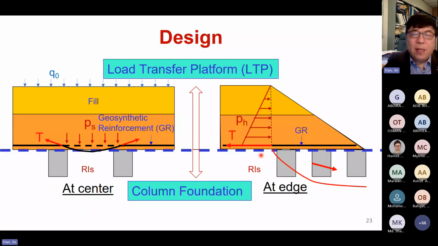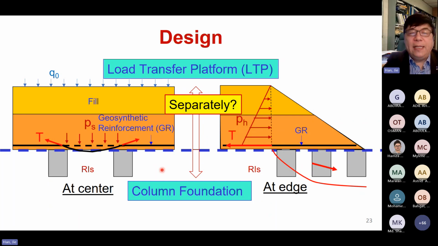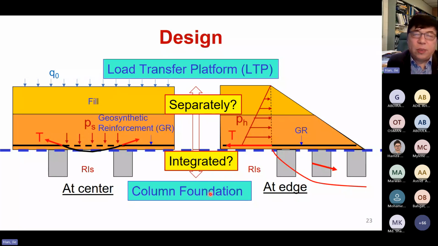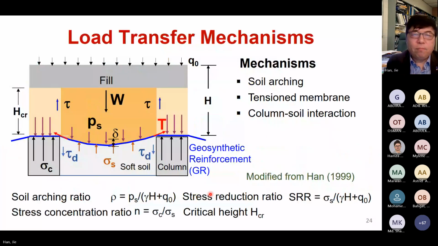Now, in the past, we typically separated them. So basically we designed the load transfer platform by itself, and then designed the rigid inclusion or column foundation by itself. But recent trends try to integrate them together. So I did some research and proposed a method to integrate the embankment design and the column foundation design together. I will show you some in the next few slides.